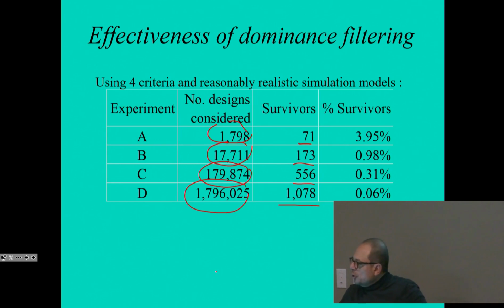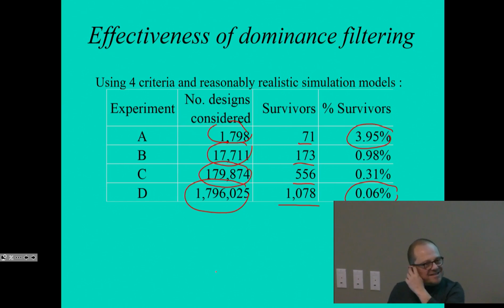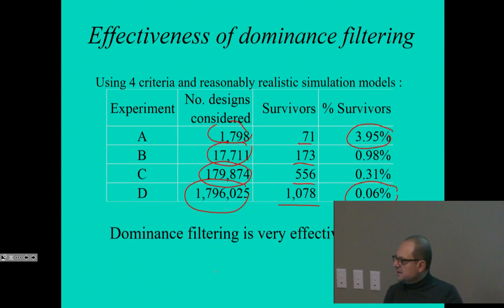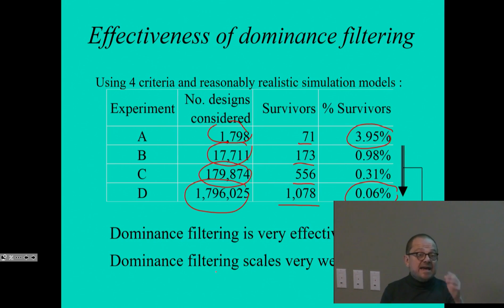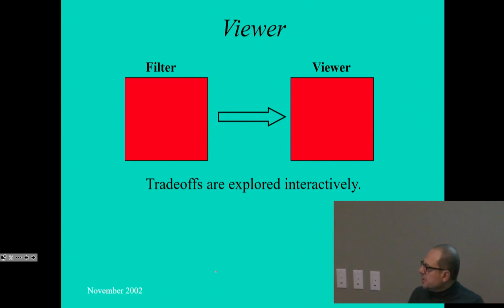Okay? And look, with a small number, some 4% survived. By the time I looked at 1.8 million, only 0.06% survived. So this filtering, when you're doing very large-scale brute force searches, is good and effective. Okay? So next, not only that, but it scales well, which is a good thing. It's important. We don't want, if you start with 2 million designs, and by the time you're finished with this process, you have 200,000 designs left, that would be difficult to manage.